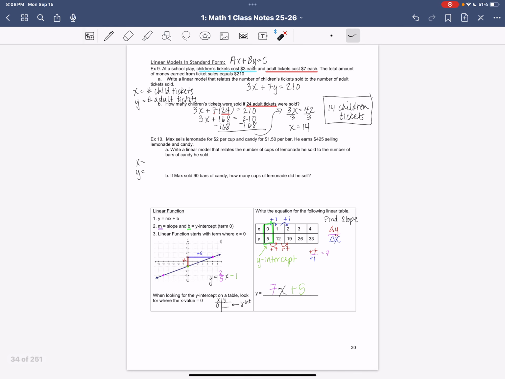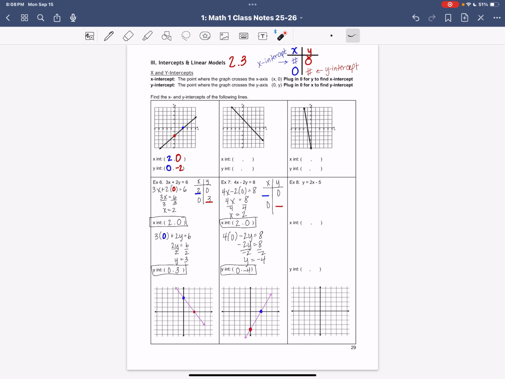And then that is your x and y intercepts and linear models.